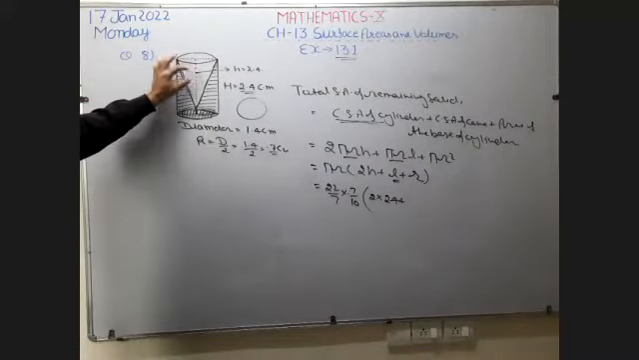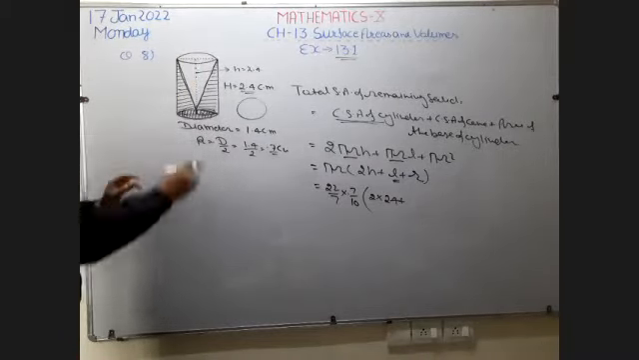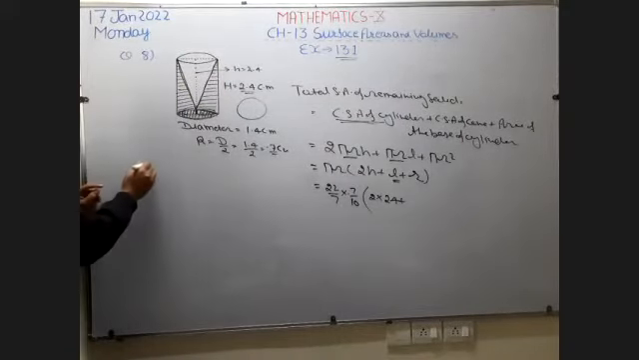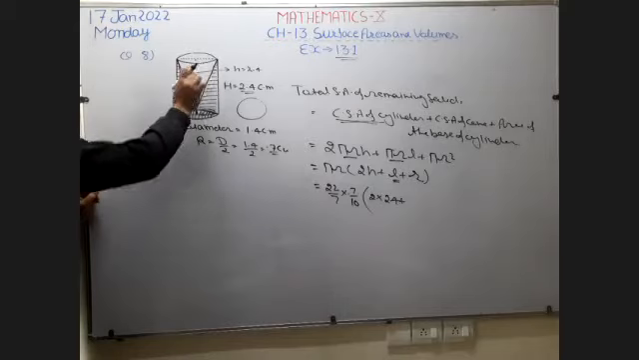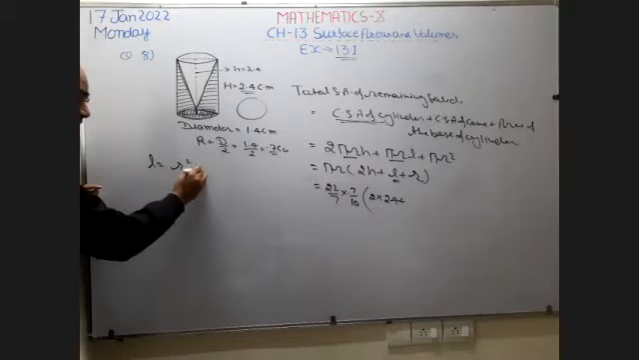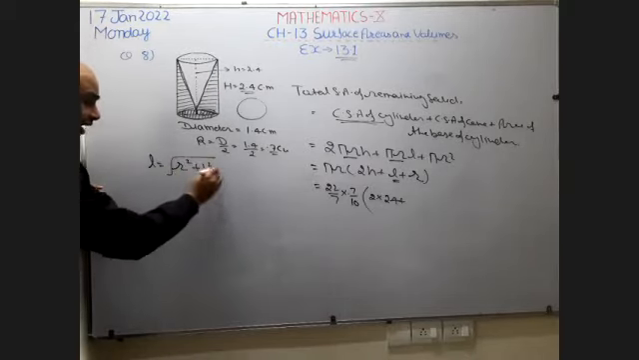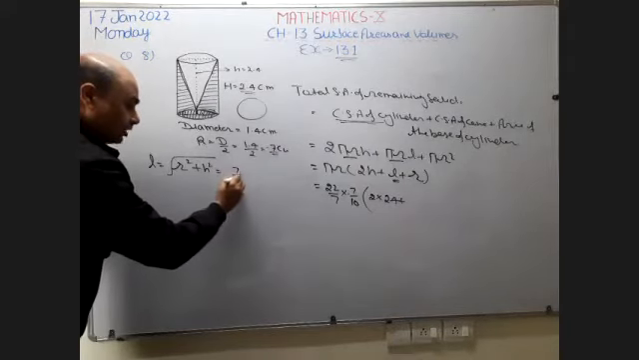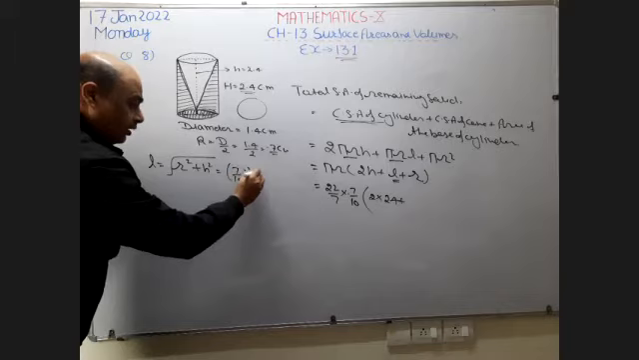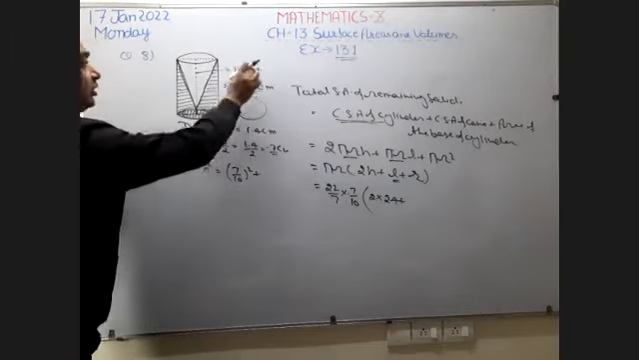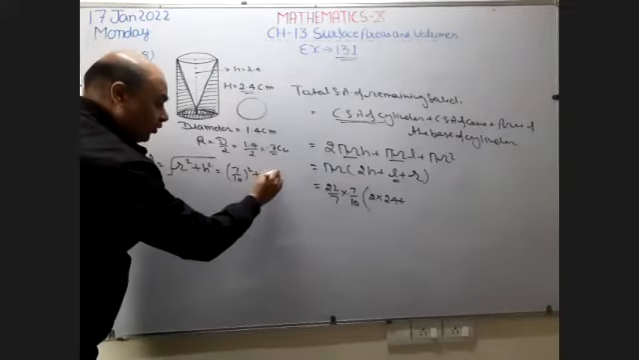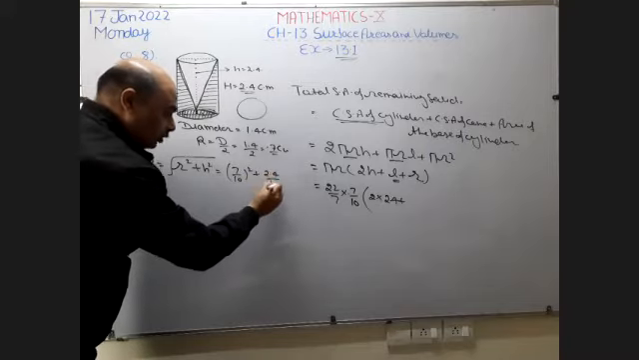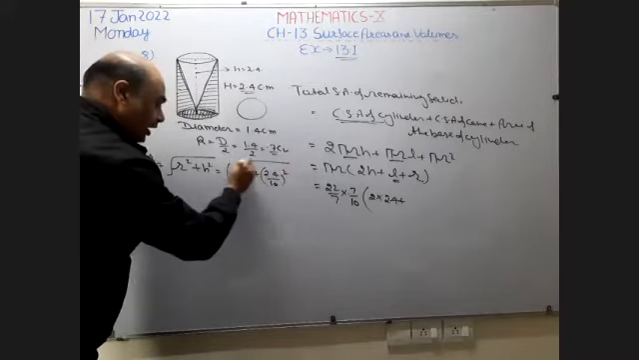Height is given, and the radius of the cone and cylinder are the same. So I want to find the slant height of this cone. The formula I want to use is the square root of r square plus h square. What is r? r is 0.7, or 7 by 10, plus h. What is h? 2.4. I want to remove this point, so 0 is there, 10 is there, and its square root.